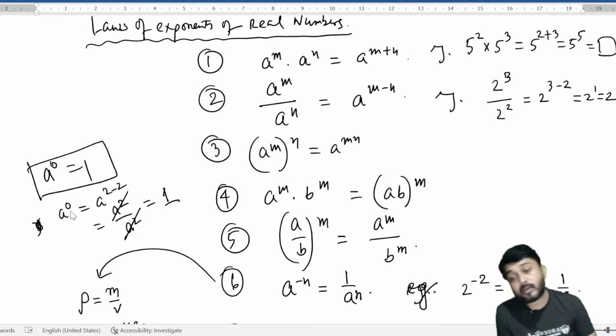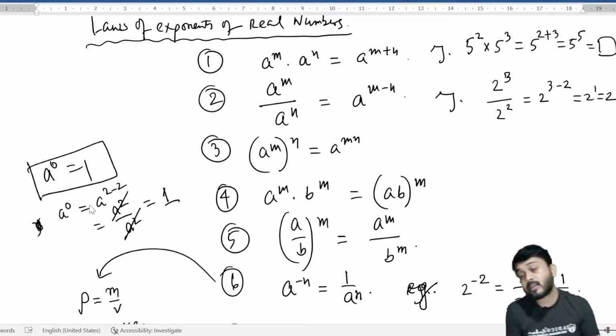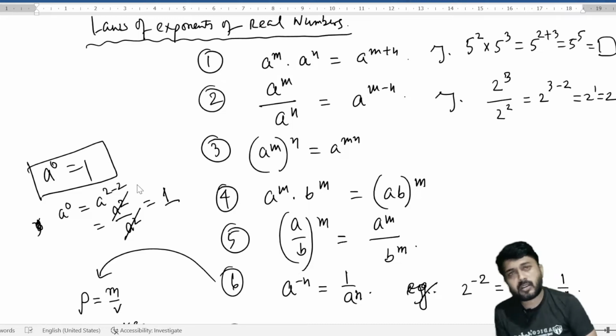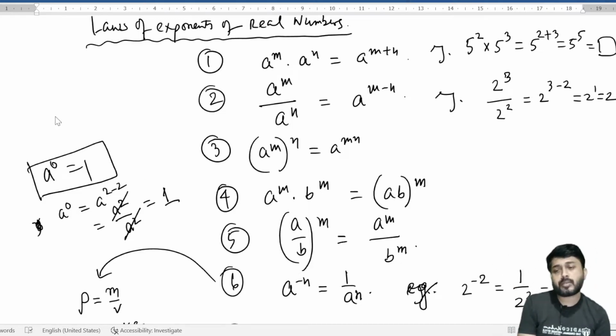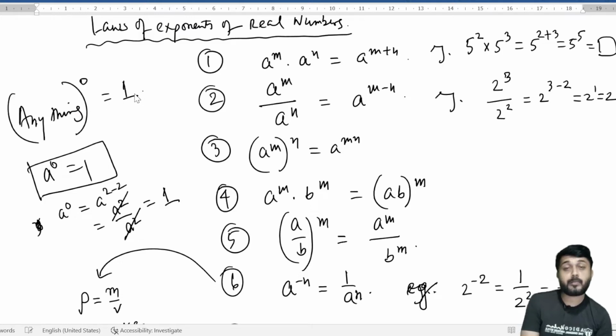This way, a to the power 0 can also be written as a to the power 5 minus 5, 6 minus 6, a to the power 100 minus 100, whatever it is. Am I clear? So anything whole to the power 0 is equal to 1. Keep this in mind. Put this inside your brain anyhow, and keep it confined there. Anything whole to the power 0 is equal to 1. Is it clear?